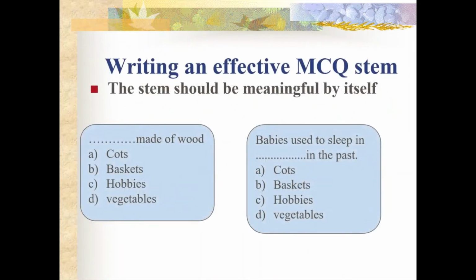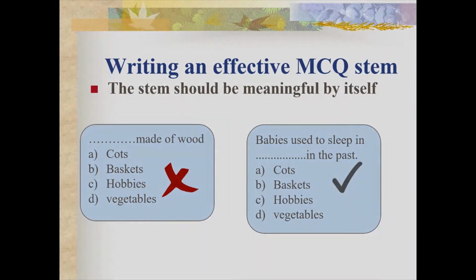Now we come to writing an effective multiple choice question stem. The first thing, the stem should be meaningful by itself. Look at the two examples on the screen. The first one, "made of wood." The second one, "babies used to sleep in the past." So the first one is wrong. It's not meaningful by itself. The second one is meaningful by itself, so it's right.